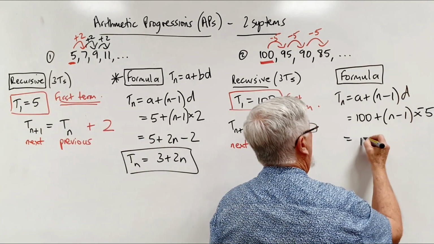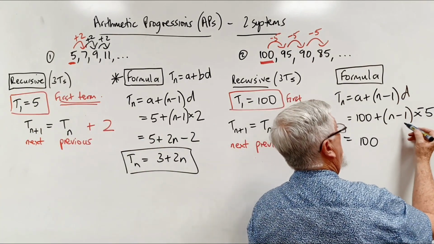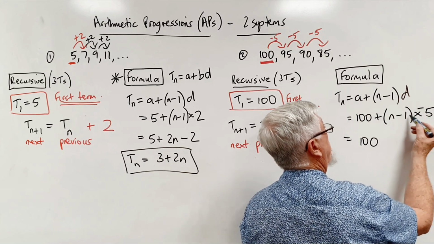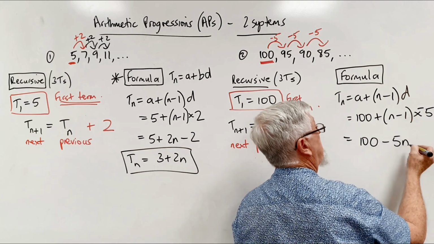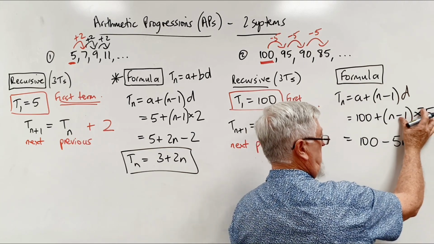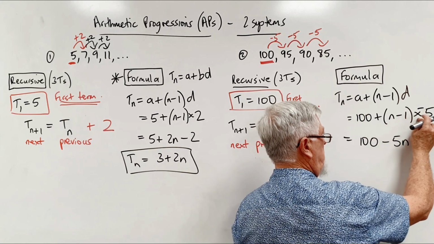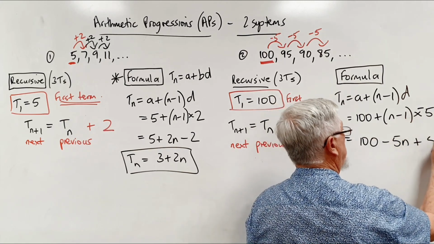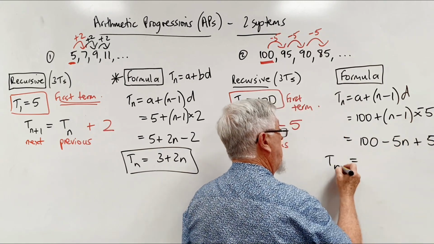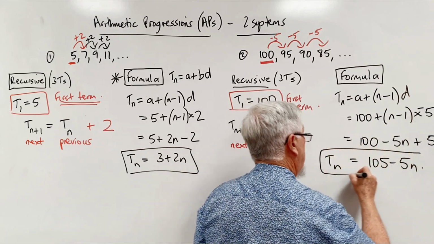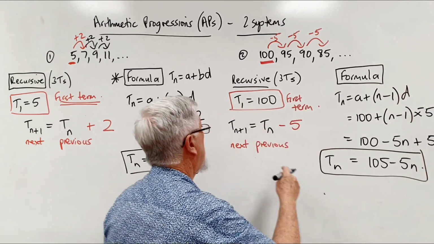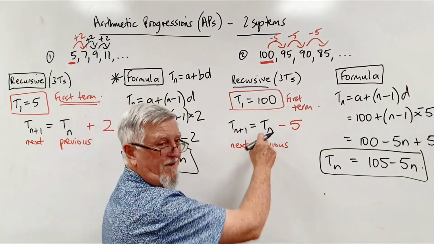Let's have a look at what we've got. We've got 100. Now, what have we got here? Minus 5 times n, so that's minus 5n. And then the two negatives make a positive. Minus 1 times minus 5 is positive 5. And your formula is 105 take 5n. So that's formula with 1 T. We're recursive with 1, 2, 3 T's.